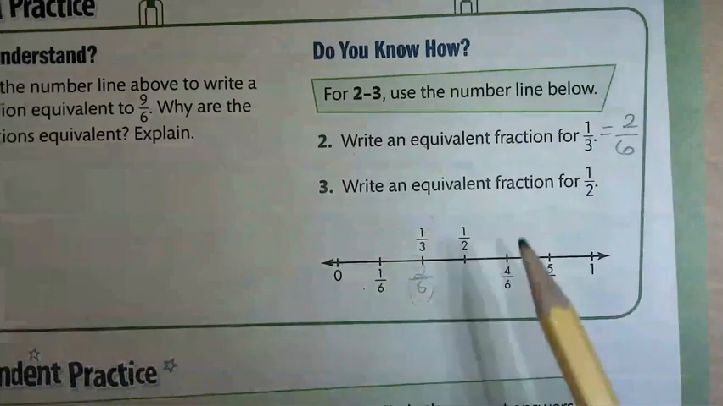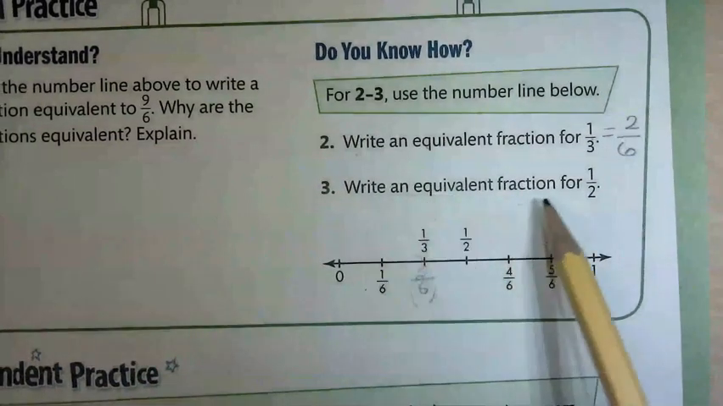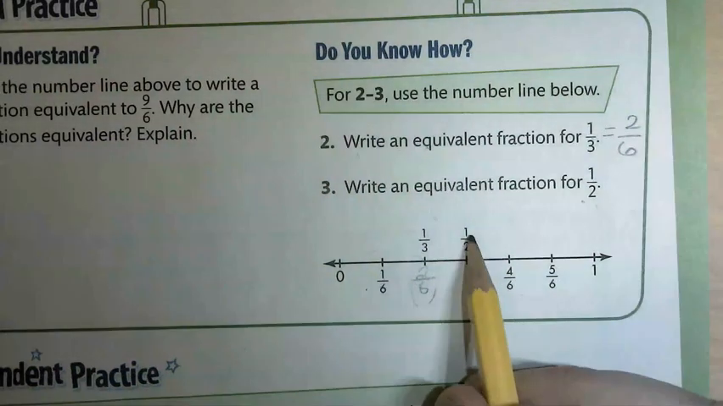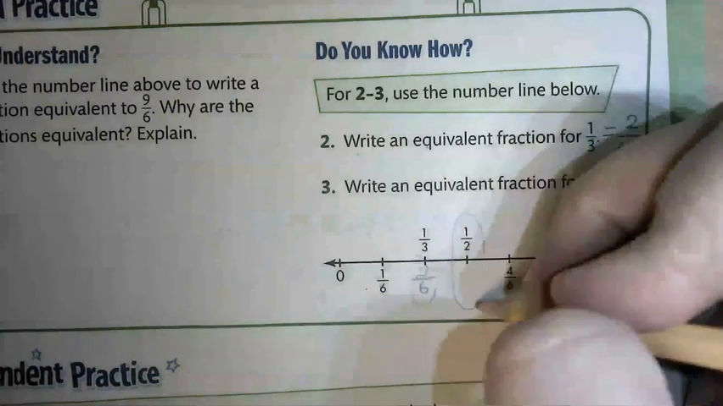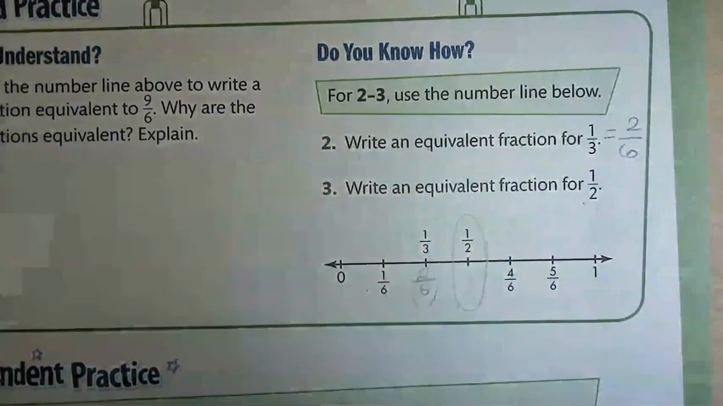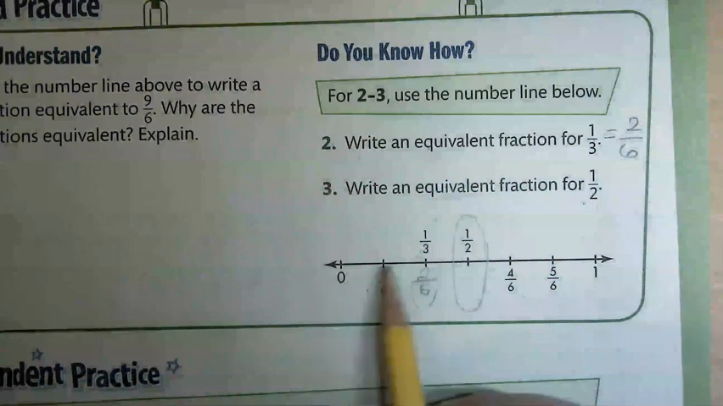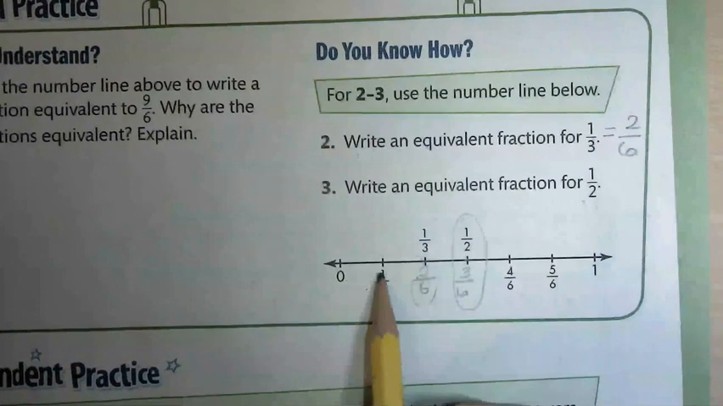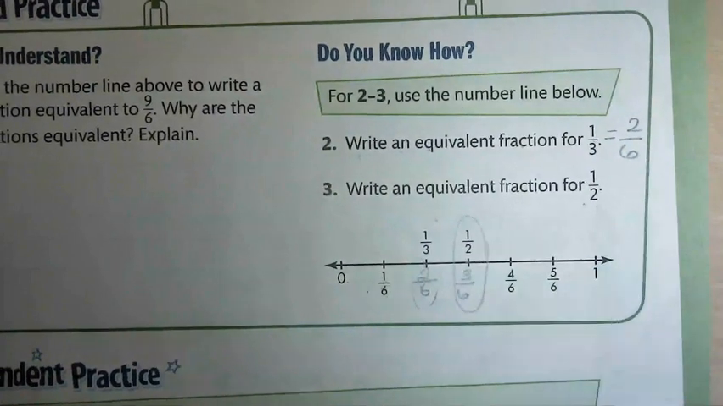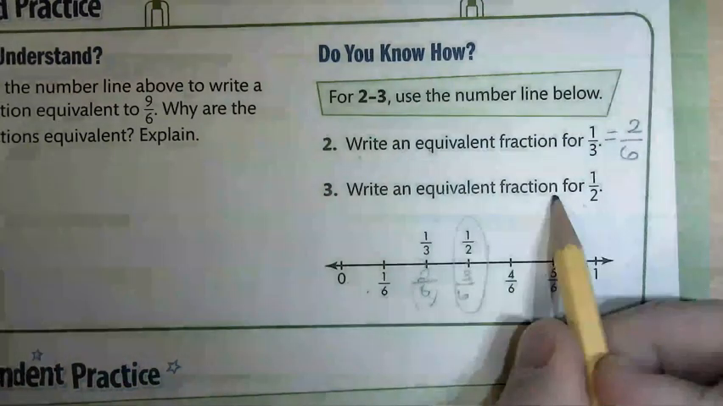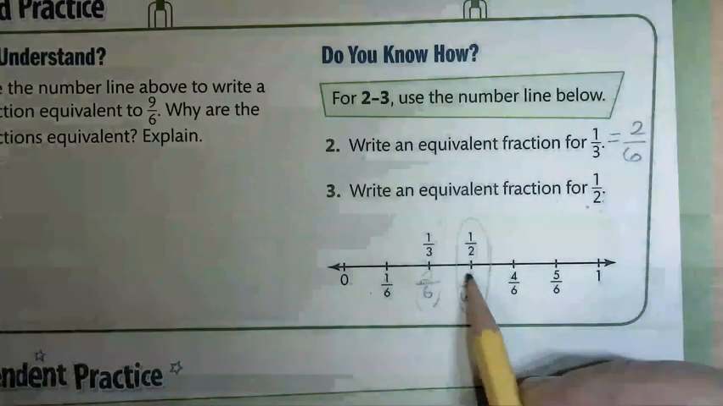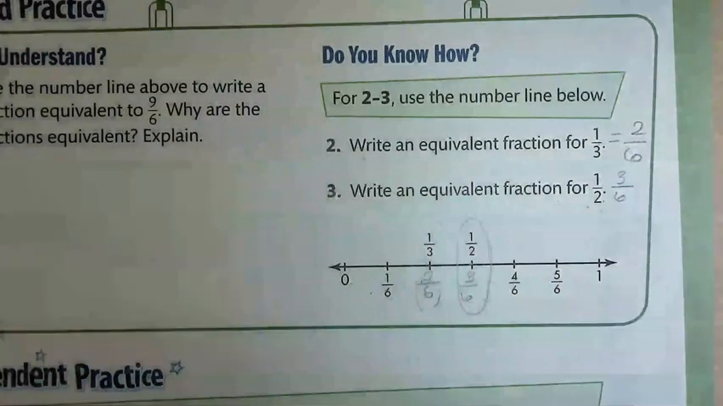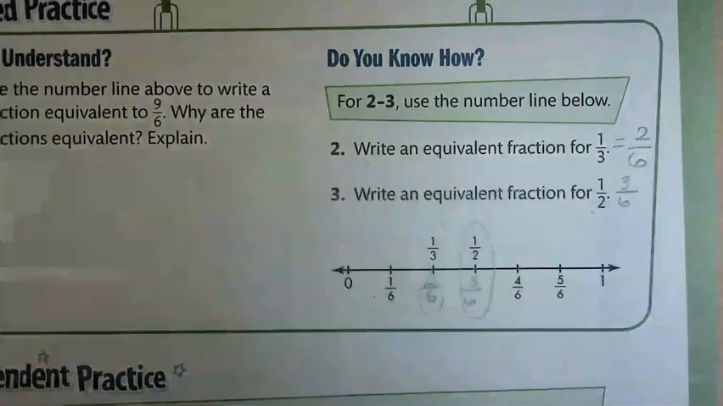All right. Because now for number 3, it says write an equivalent fraction for 1/2. Well, I've got my 1/2 here. And just like before, I'm going to circle it because I want to know what's going to go down here. Well, I had 1/6, 2 sixths. This is going to be 3 sixths. I see my pattern here. 1, 2, 3, 4, 5, and that would be 6 out of 6, right? So what's an equivalent fraction for 1/2? Well, 3 over 6, 3 sixths. That number line can be used to help me out in these different ways.